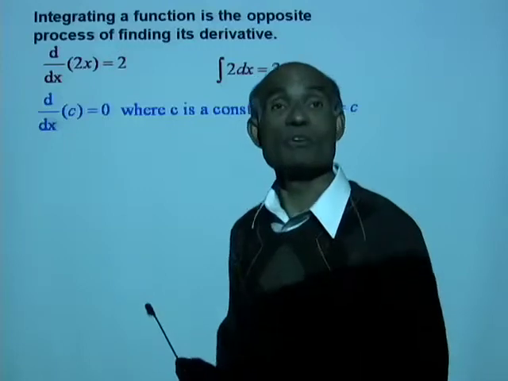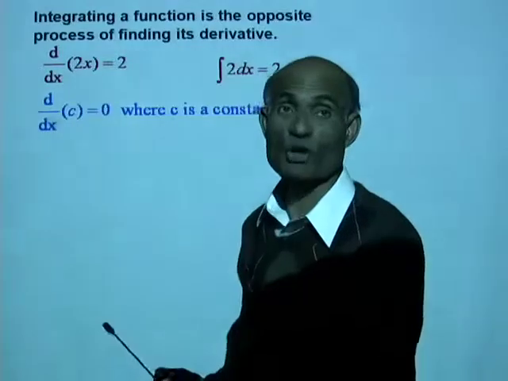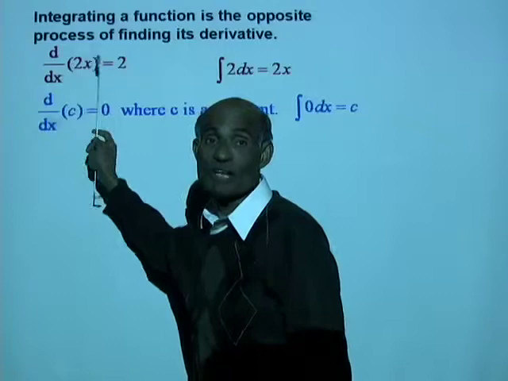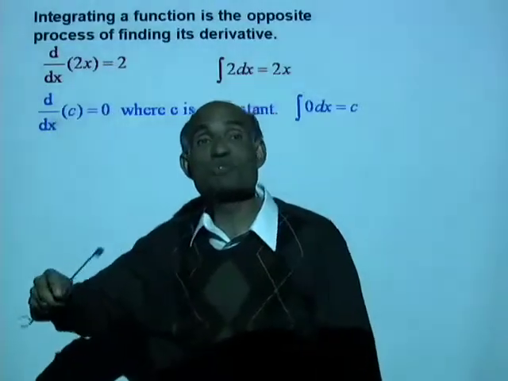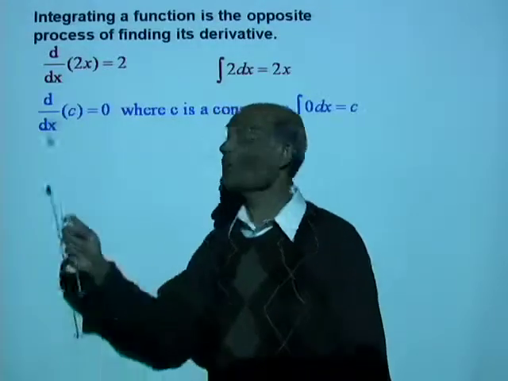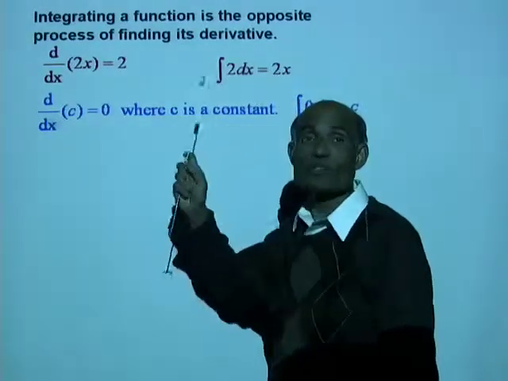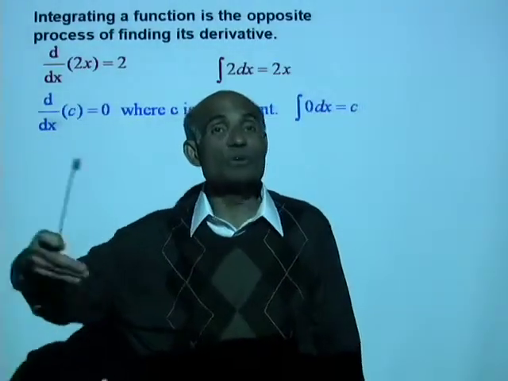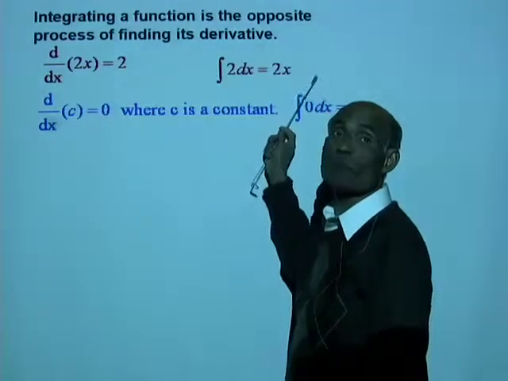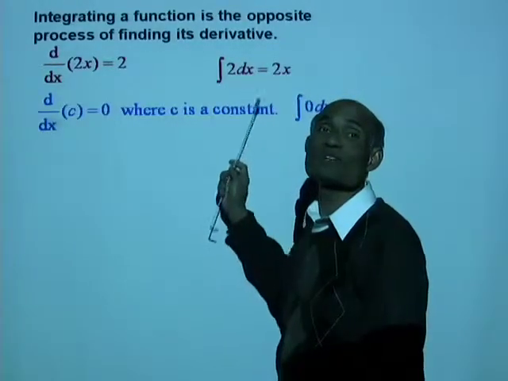Now, that means we are going to have a problem in this process of integration, because remember, the derivative of 2x is 2. The derivative of 2x plus 5 is also 2. So, if you integrate 2, you might get 2x. You could also get 2x plus 2, 2x plus 3, and so on. That constant number will not be seen when you integrate. Why don't you see the constant number when you integrate?